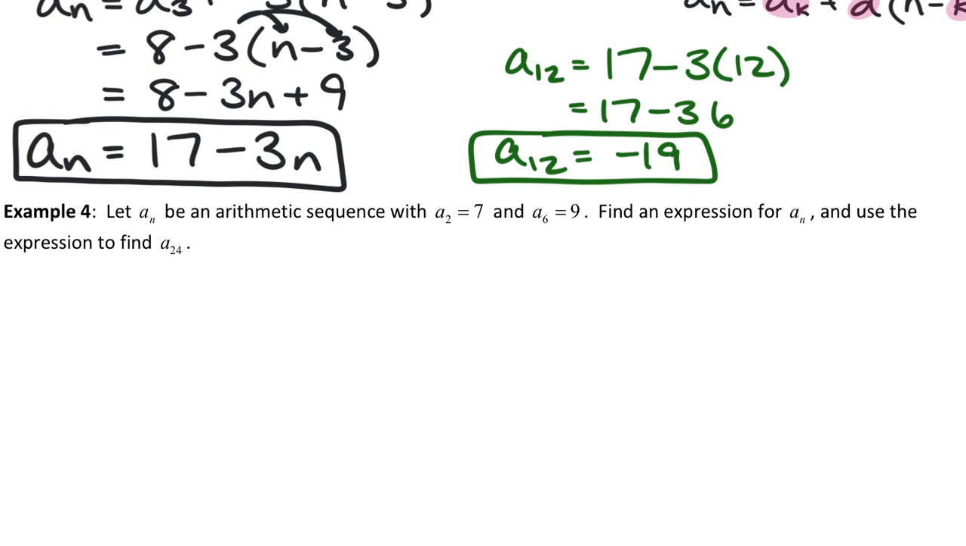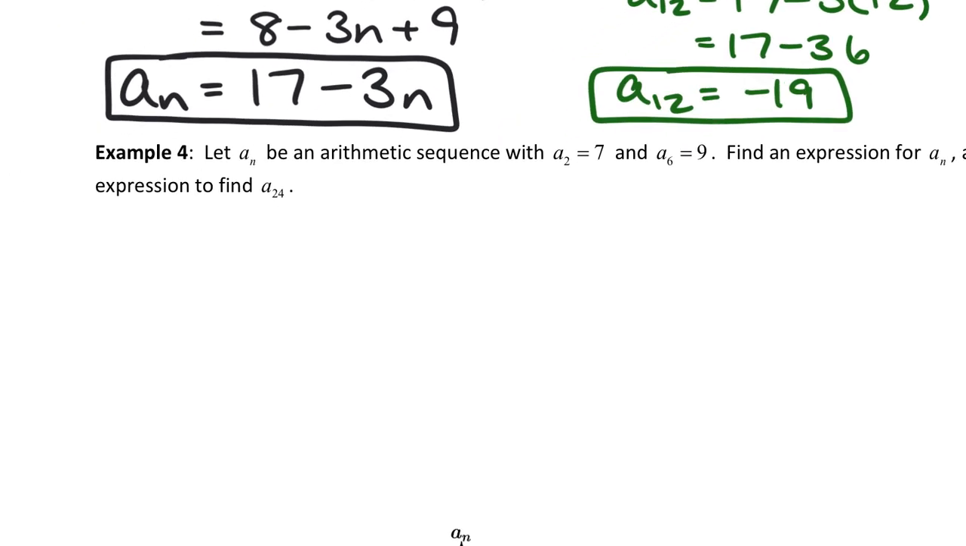Okay, in example 4, it says let a sub n be an arithmetic sequence. This time, the information it gives us is a sub 2 equal to 7 and a sub 6 equal to 9. So did they tell us the common difference? We're going to have to find it. Not a big deal. We're capable. But we're going to write an expression for a sub n and then use the expression to find a sub 24.